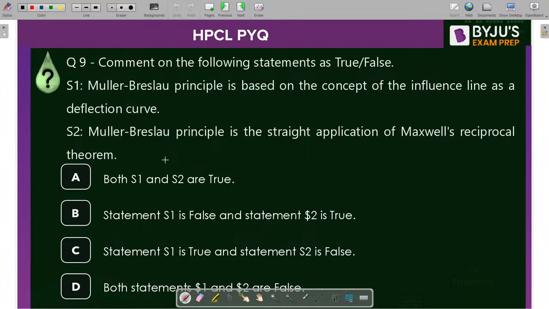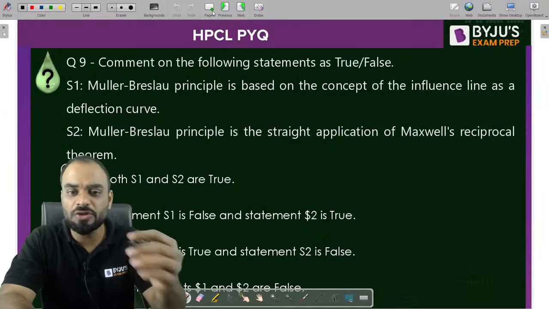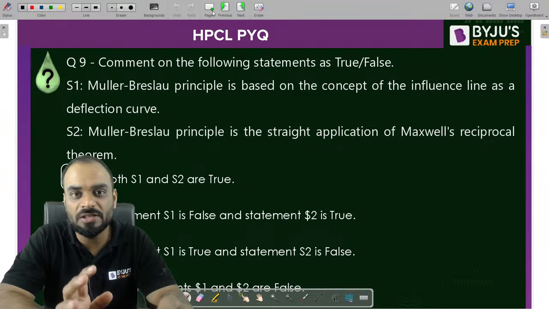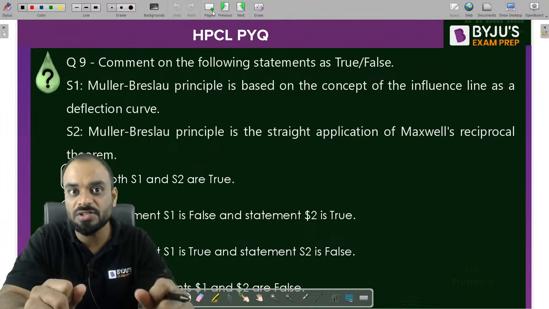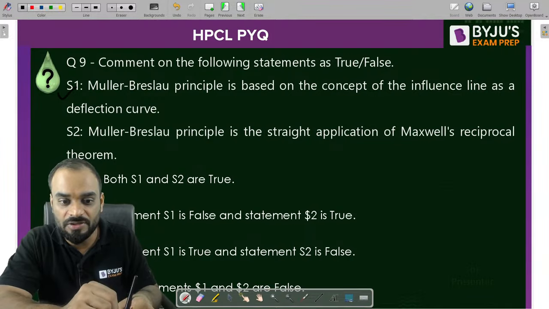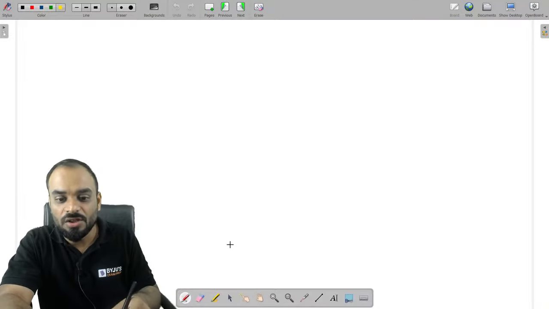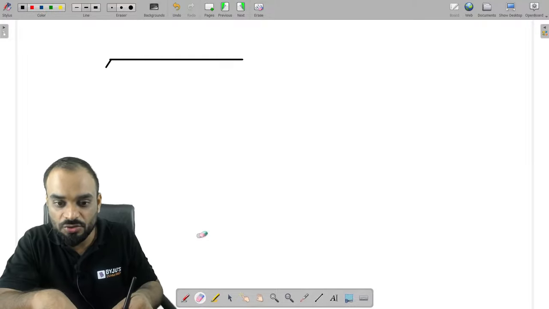Let me explain it. I think the second statement you haven't heard about, but guys, this is also true. I will explain it. You know that the Mueller-Breslau principle is used to draw the influence line diagram as a deflection curve. Why is it a deflection curve? As per the Mueller-Breslau principle, you need to remove that particular stress function for which you have to draw the ILD. After removing it, whatever deflected shape of the beam or structure you get will become the ILD for that stress function. So the first statement is 100% correct. Now, what is the Maxwell reciprocal theorem? Do you remember it? Let me show you that.